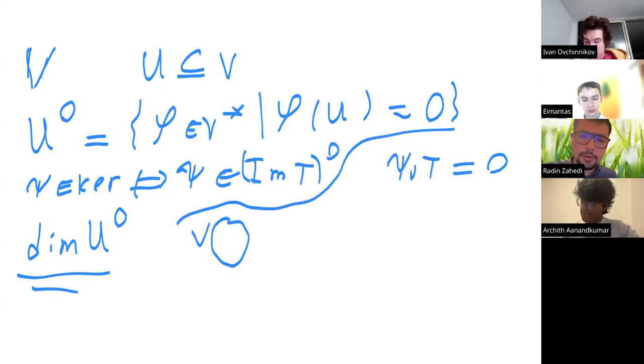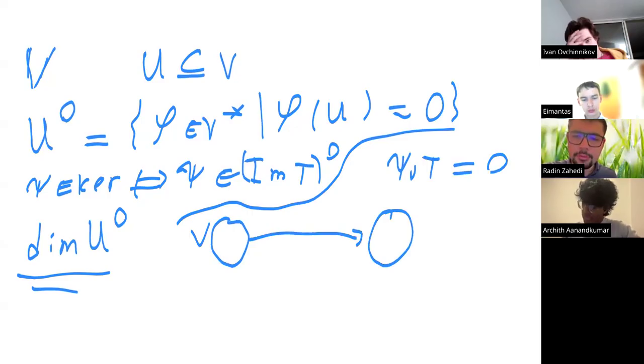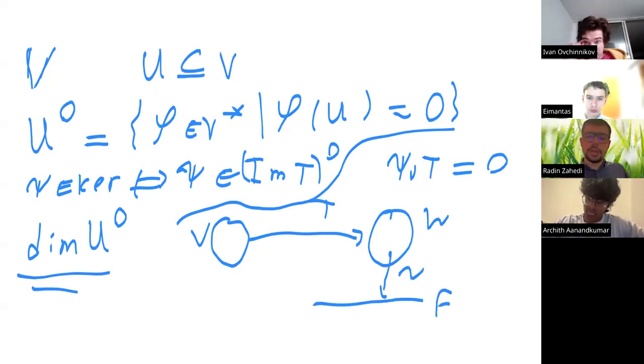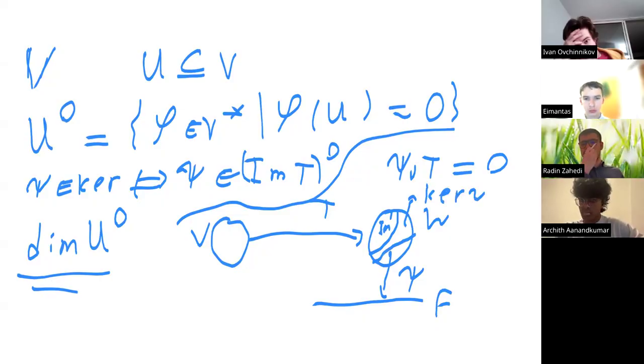That is, if you have V here, and we have this W here, T taking elements from V to W, we want to find all those psi's such that psi is 0 on every element taken from V. That is, if T takes all elements of V to its image, we want psi to be 0 on all elements in the image of T, which is typically a subspace of W. So if this is the kernel of psi, that's what we want.